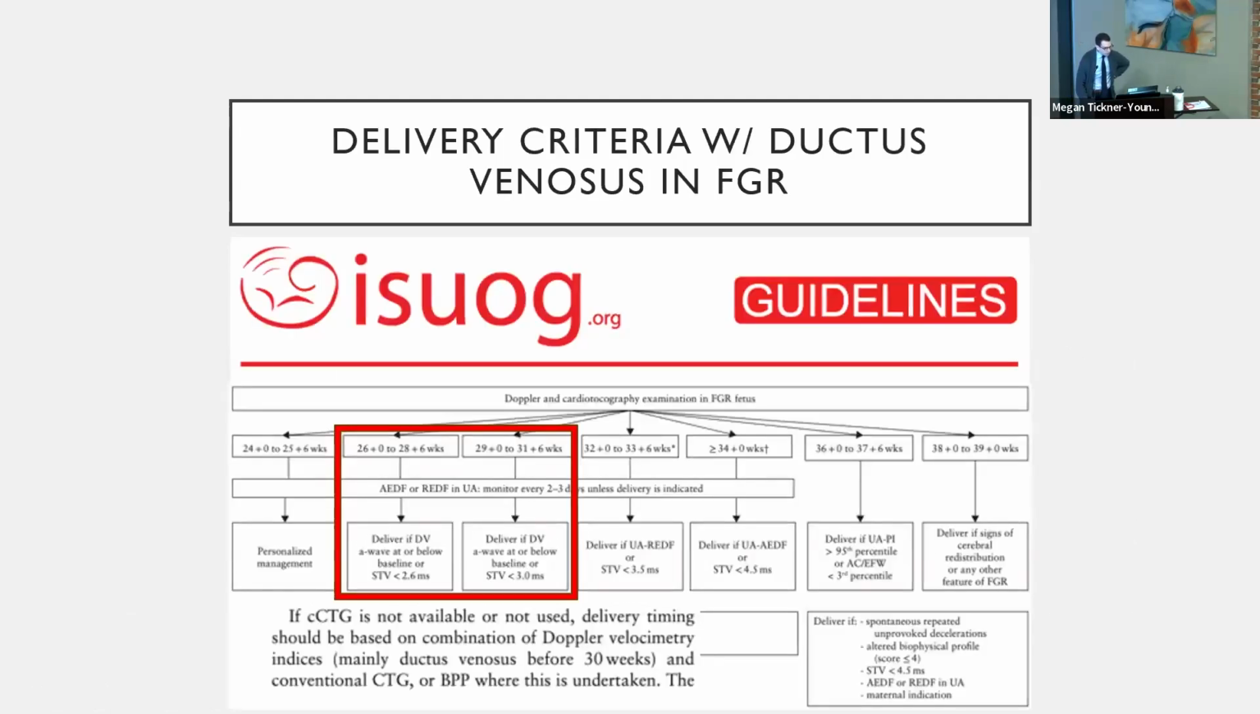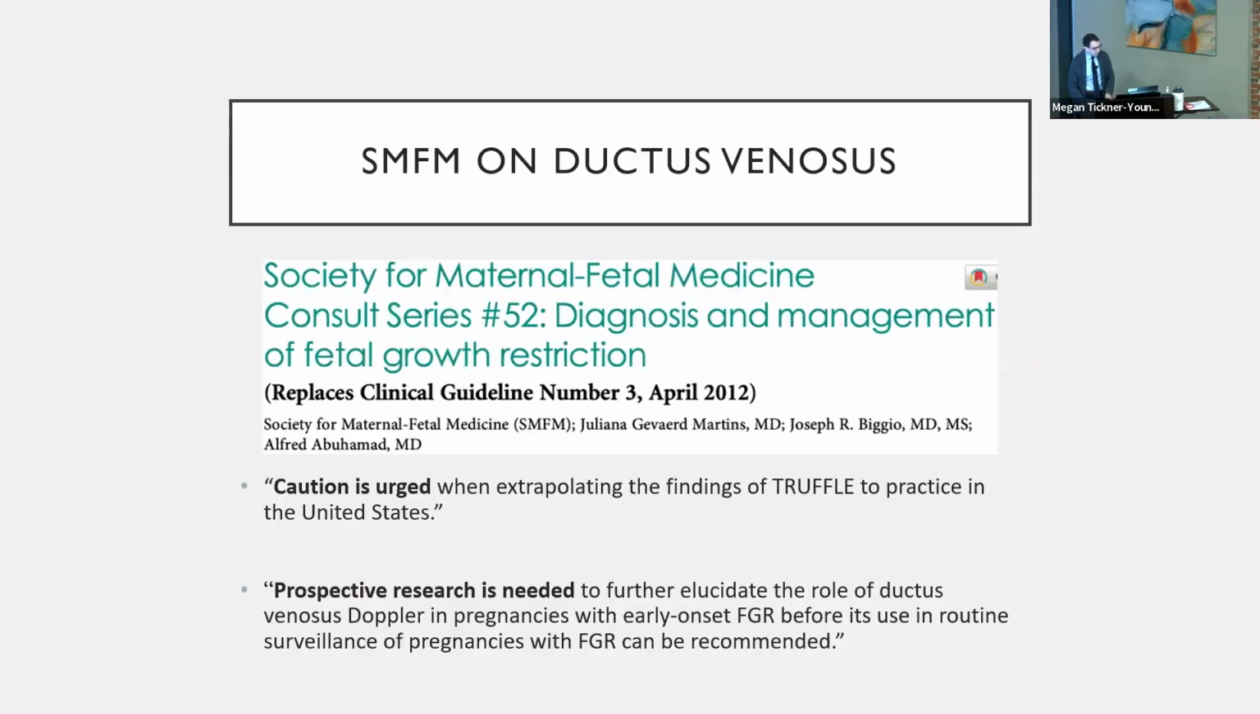So these results are incorporated into the FGR management guidelines by the International Society of Ultrasound in Obstetrics and Gynecology. And they even clarify that if short-term variability isn't available, delivery timing should be based on the combination of Doppler velocimetry, conventional cardiotocography, or biophysical profile. And while few centers in the United States use short-term variability, it is certainly not widespread.